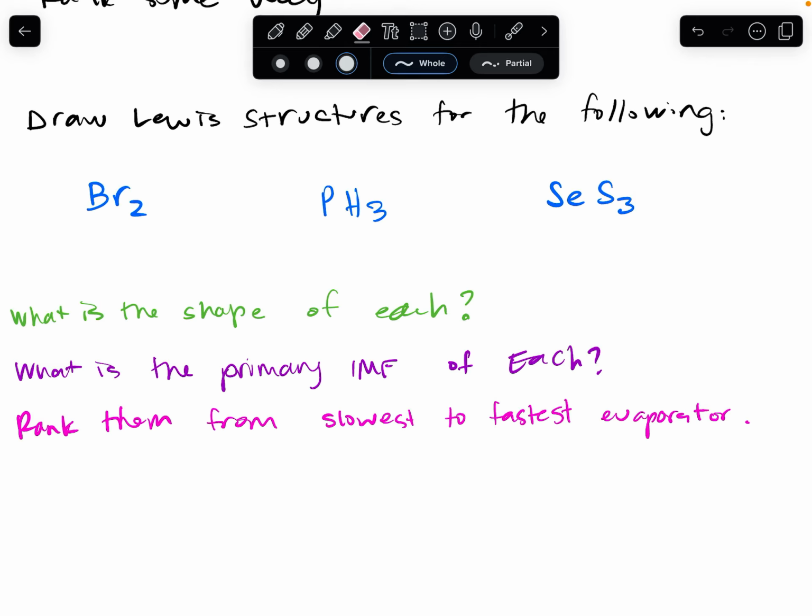Hi, we are answering other questions about Lewis structures, including what its three-dimensional shape is, what primary intermolecular force acts on each, and then ranking them from slowest to fastest evaporators. So let's start by figuring out what the Lewis structure looks like for each one.